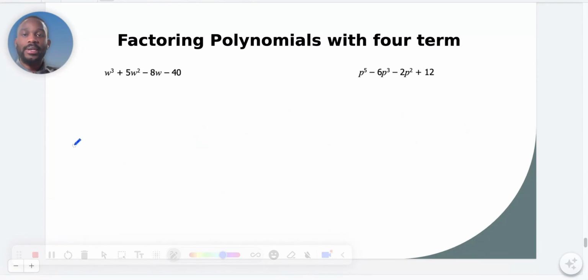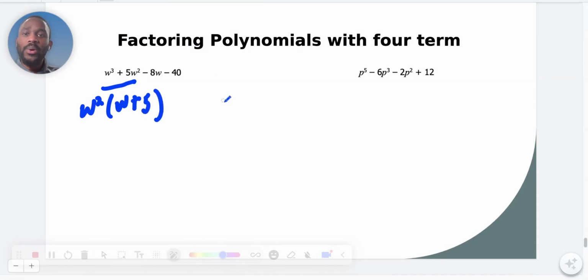After looking at those two conditions, we're going to factor the first 2 terms alone and also factor the last 2 terms alone. Looking at these first 2 terms, you can factor out a w squared. And here you'll be left with w plus 5.